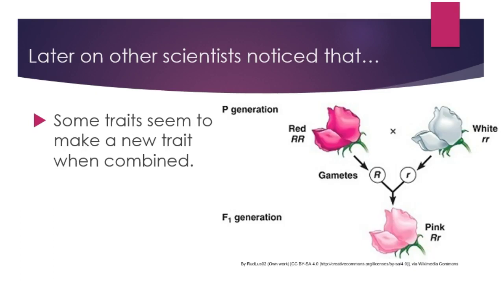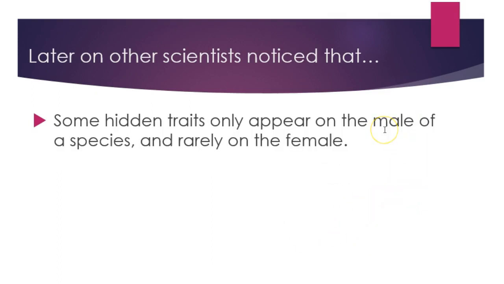They noticed that some, when you combine them, came up with a completely different combination or trait. In this plant, when you combine the red and the white flowers, you end up with a pink one. So a completely new trait seemed to emerge. And lastly, they noticed that some hidden traits only appear on the male of the species and rarely in the females. So that's a very important relationship that they had to investigate further.